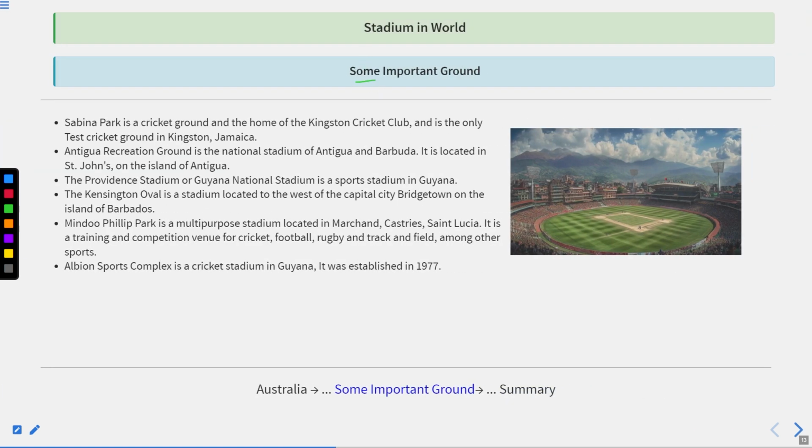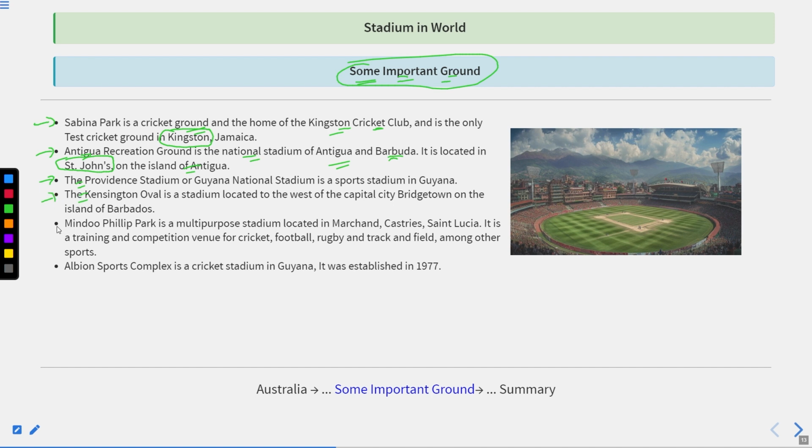Now, if we talk about some other important grounds all over the world apart from these, first is Sabina Park. It is actually a cricket ground and home of the Kingston Cricket Club and the only test cricket ground in Kingston, Jamaica. Antigua Recreation Ground, National Stadium of Antigua and Barbuda, located in St. John's on the island of Antigua. Then, the Providence Stadium or Guyana National Stadium. It is a sports stadium in Guyana.